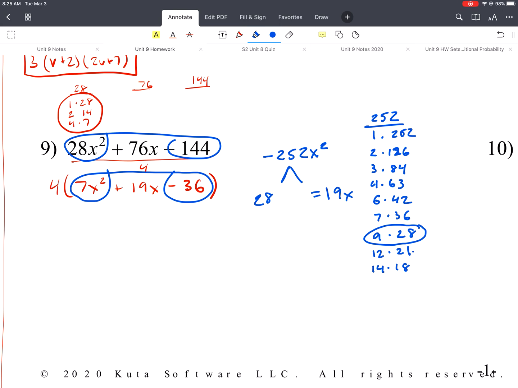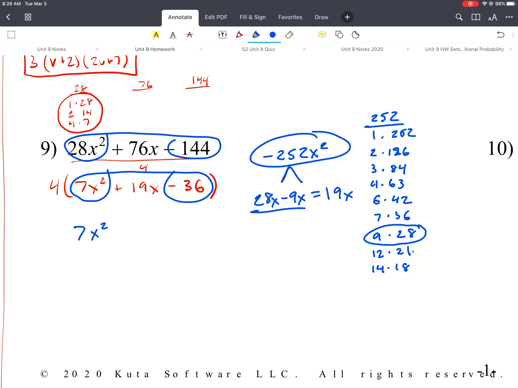So 28x, and we'd have to do minus 9x. That would give us the 19x. And if you multiply that, that gives us our original negative 252x squared. Okay, so again, can we use the shortcut? Nope, because a is 7. So we'll need to write down or substitute these two terms in for the middle.